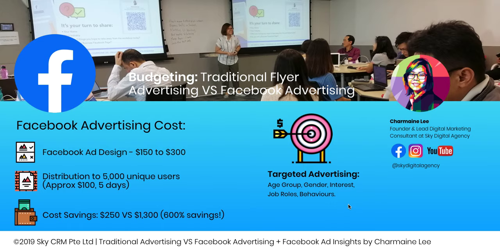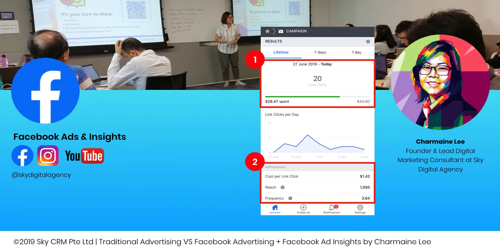Okay, the next thing that we need to talk about, with almost 600% savings. All right, so let's look at the campaign. We had one campaign that we launched just last week, and this is how it's performing. This is an interesting case study because the frequency of the ad is 3.64, which we'll talk about shortly.